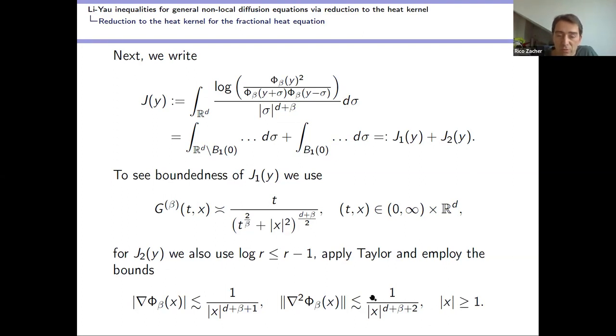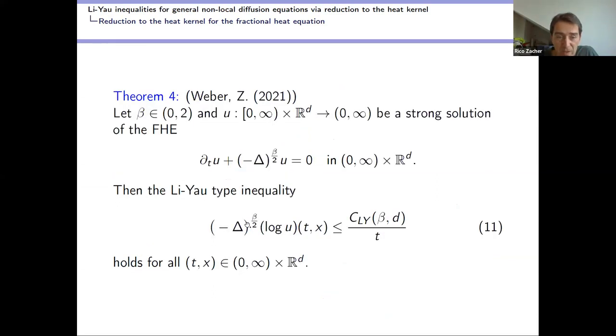So you just have to put things together and use this estimate, and then you find the desired inequality. Let me summarize. Now we have all the pieces together. For any beta in (0, 2), and for any positive strong solution of the fractional heat equation, this Li-Yau type inequality is satisfied, where we have this constant from before. So far, so good.